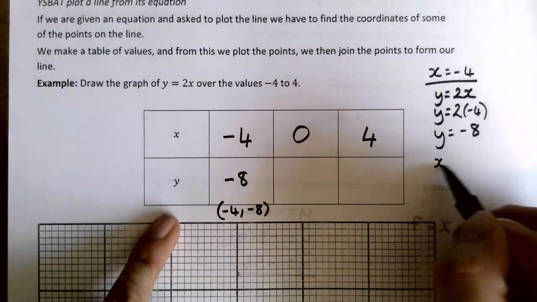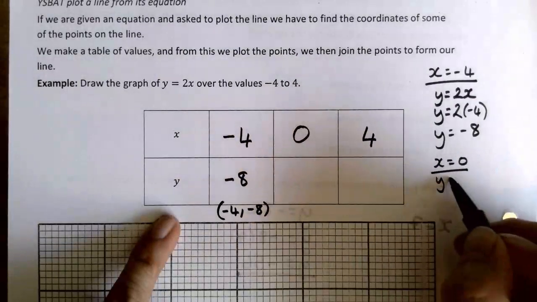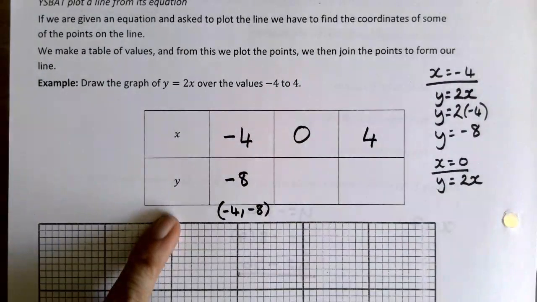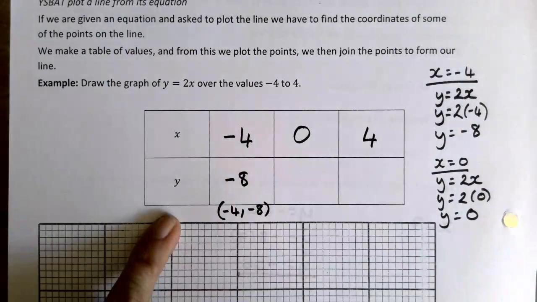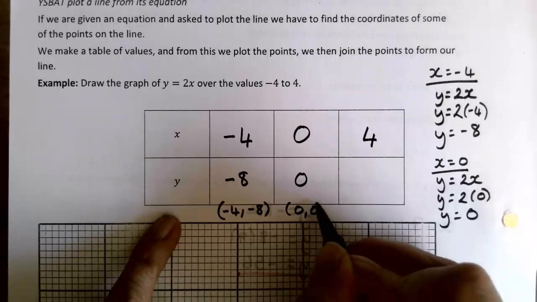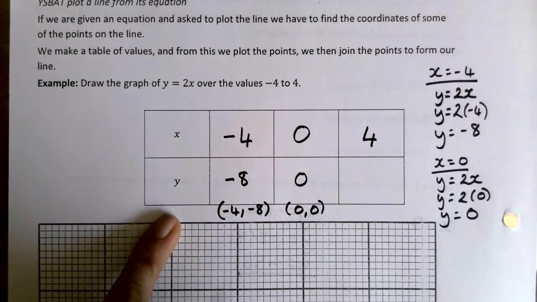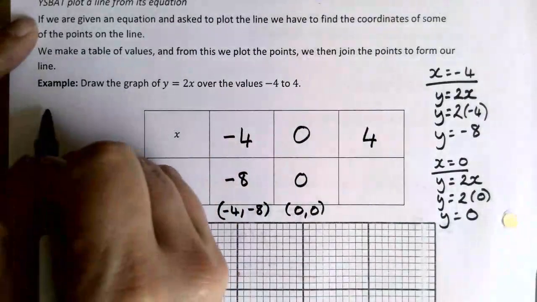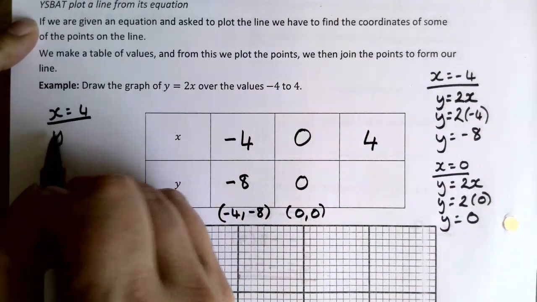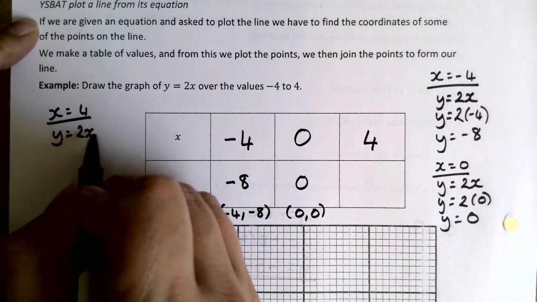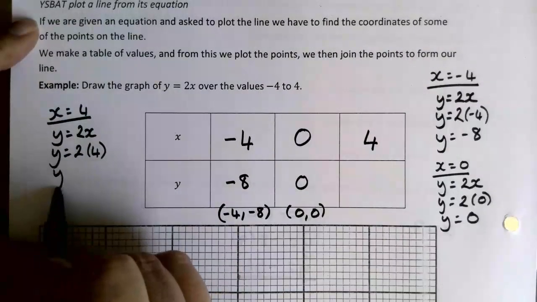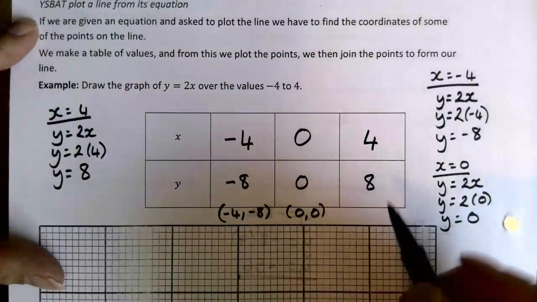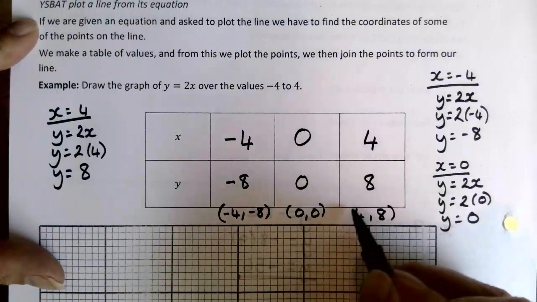Next one, whenever x is 0, again, start off by writing out my equation, y equals 2x. So y equals 2 multiplied by 0, 2 times 0 is 0, so my y coordinate there is 0. So another set of coordinates I'm going to be plotting is 0, 0. My last one is whenever x is 4. I've run out of room here, so I'll do it over here. Again, the equation of this entire line is y equals 2x. So I replace my x value with 4, and that gives me 8. So this is my third set of coordinates that I'm going to be plotting.